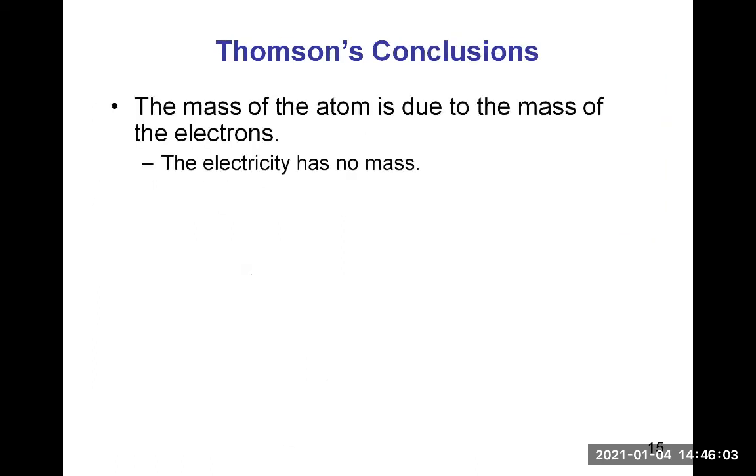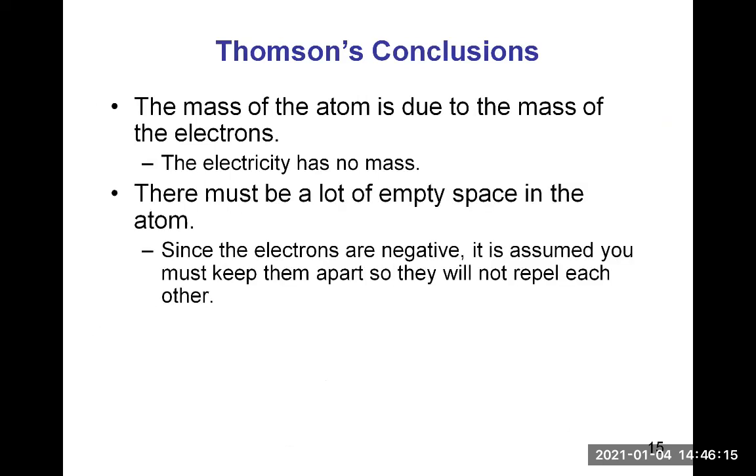So Thomson's conclusion from his experiments was that the mass of the atom is due to the mass of the electrons, because that's the only subparticle he knew at the time. Electricity has no mass. There must be a lot of empty space in the atom. Since the electrons are negative, it is assumed you must keep them apart so they will not repel each other, because like charges repel each other. So empty space where they would roam around.